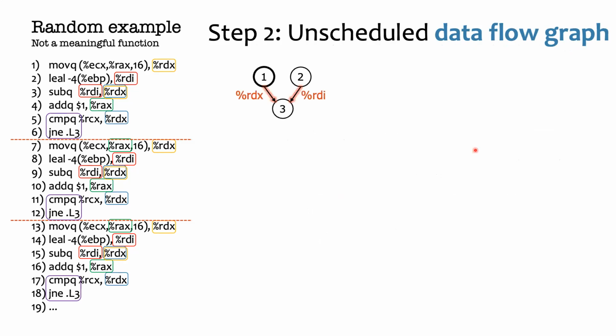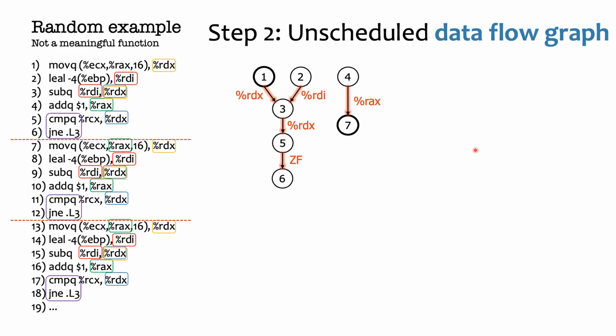3 depends on 1 on RDX. 3 depends on 2 on RDI. 4 doesn't depend on any previous instructions. 5 depends on 3. 6, the branch, depends on the comparison result. And then 7, the beginning of the next iteration, depends on 4. I like to annotate the dependent register on the side just to make sure these are actually read after write.